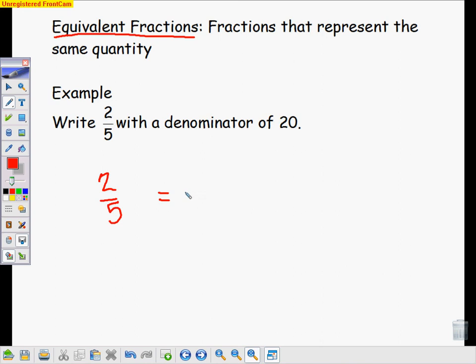Well, what would you have to multiply 5 by in order to get to 20? You would have to multiply it by 4. Now, if I multiply by 4 over 4, I'm multiplying by the value of 1. So I'm not changing the value of my fraction, I'm only changing its look. So that's going to give me 8 over 20. Okay, this is just writing equivalent fractions.